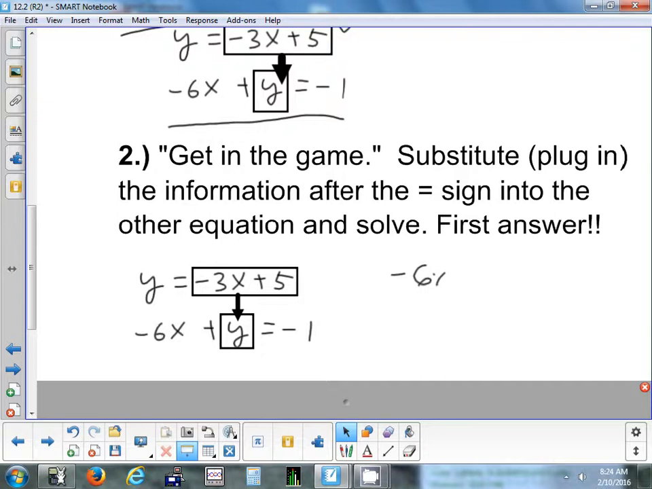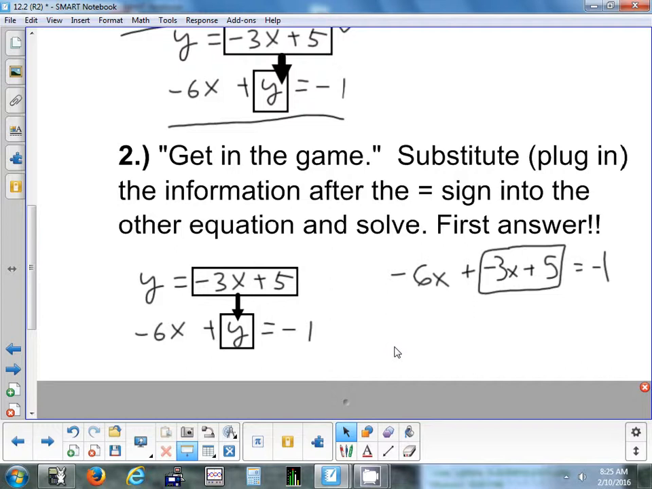negative 6x, because this is the game. This is the equation I'm going to substitute into. Plus y, but y is coming out of the game. I'm substituting for y. Who's coming into the game for y? Negative 3x plus 5. That's what I'm substituting in. What's left? Equals, because that's what's left in the game down here, equals negative 1.